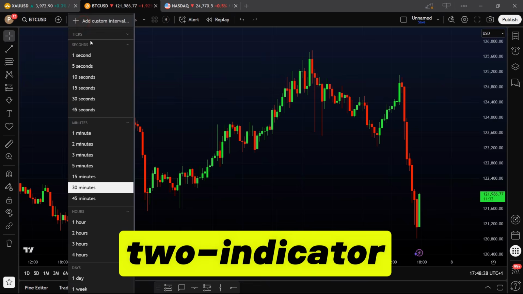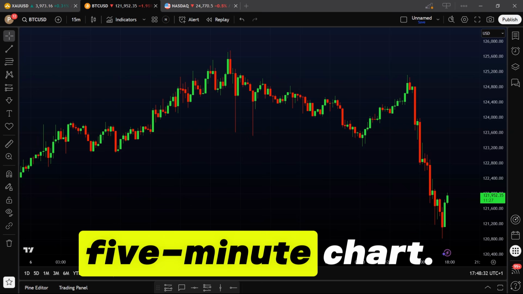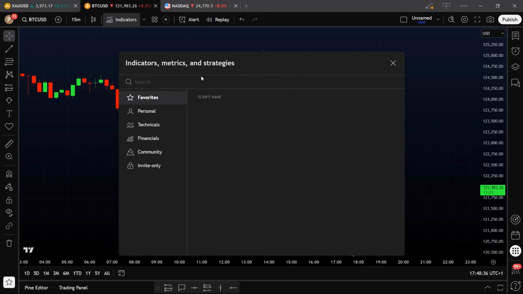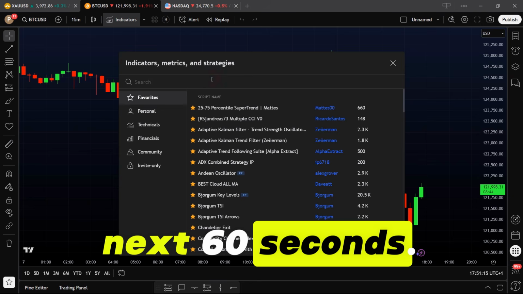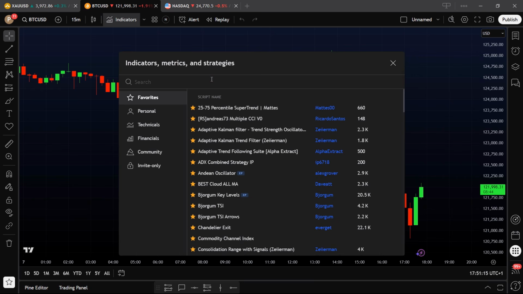This simple two-indicator strategy for TradingView helps you find high-probability entries on the 5-minute chart. No complex rules, no guesswork. Let's build it in the next 60 seconds. First, let's add our two free indicators.